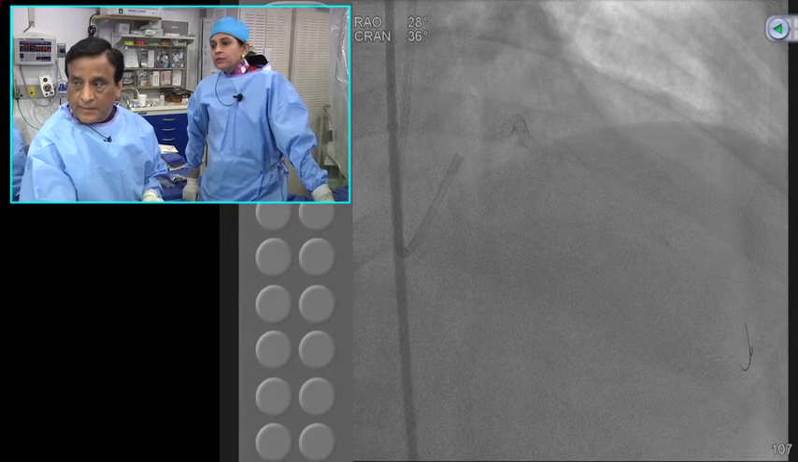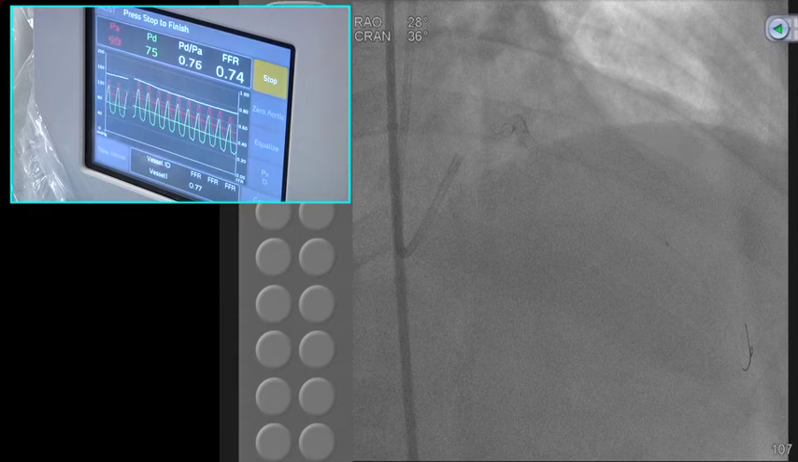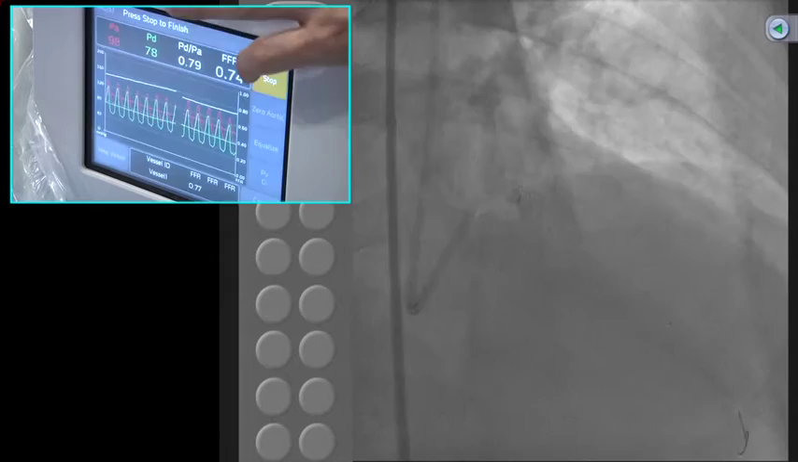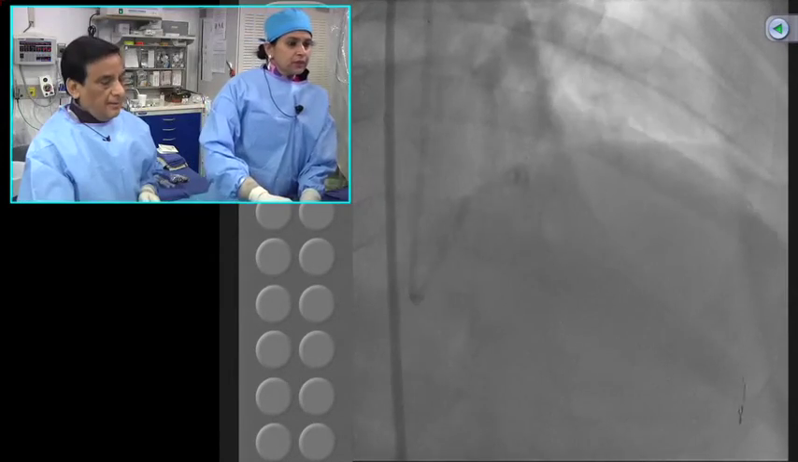FFR is positive again, we can show that. LAD, okay. Very quickly, 0.74, and then maybe now do the diagonal. Diagonal FFR? Please. And clearly this patient has also moved into the appropriate criteria.